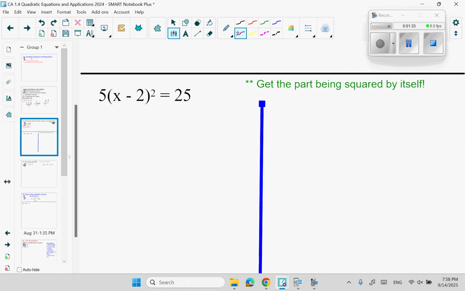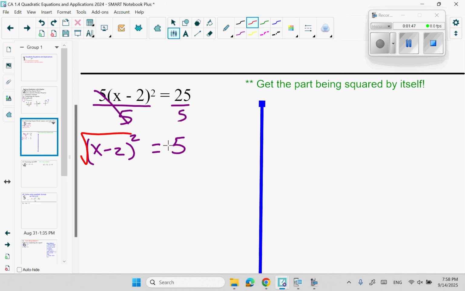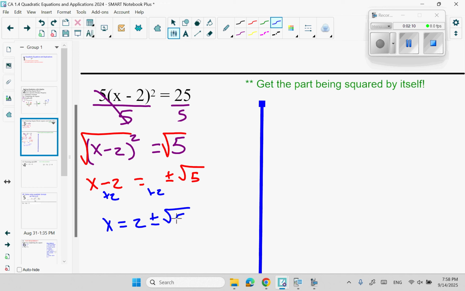Here, we would divide both sides by 5 first. So I get x minus 2 quantity squared equals 25 divided by 5, which would be 5. Now we can square root. So I get x minus 2 equals plus and minus the square root of 5. It's important to note that the square root of 5 doesn't work out naturally, so I'm going to leave it like that. And of course, we can add 2. 2 is not combinable with the square root of 5, so I'm going to put it out front, so we get 2 plus and minus the square root of 5.